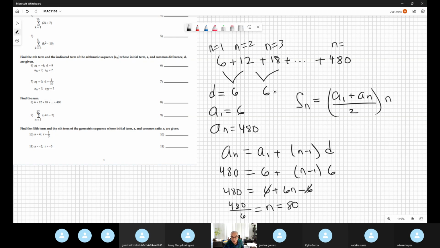Find the summation. The first one, which is 6, plus the last one, which is 480, divided by 2, and multiply the whole thing by 80. Boom. And the answer is 19,440. While you are doing this in the calculator.